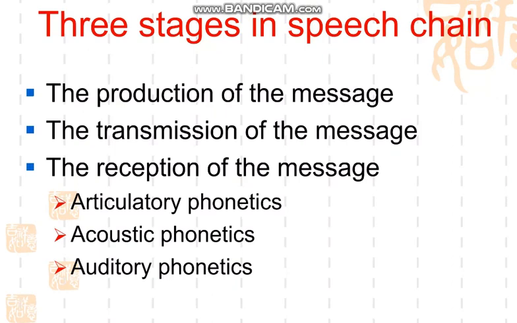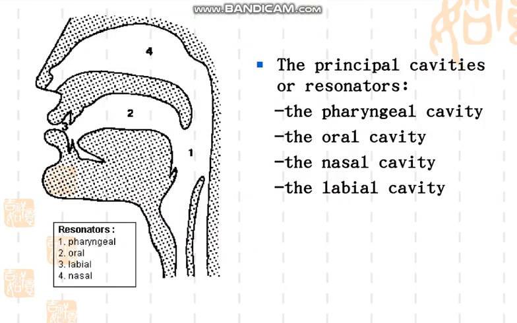Basically, there are three stages in the speech chain: the production of the message, the transmission of the message, and the reception of the message. The study of speech is basically divided into articulatory phonetics, acoustic phonetics, and auditory phonetics. This diagram shows the transmission of voice through the different cavities or resonators: the pharyngeal cavity, oral cavity, nasal cavity, and labial cavity. This is an important diagram. You can draw it in your paper also.